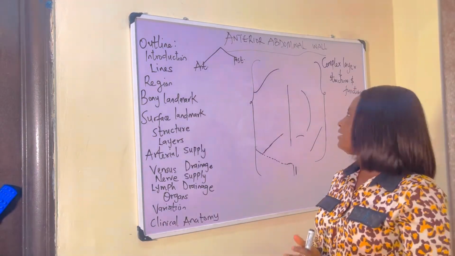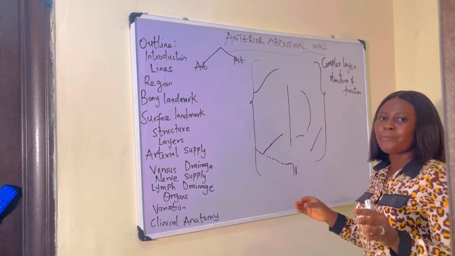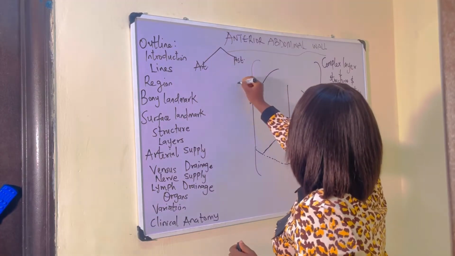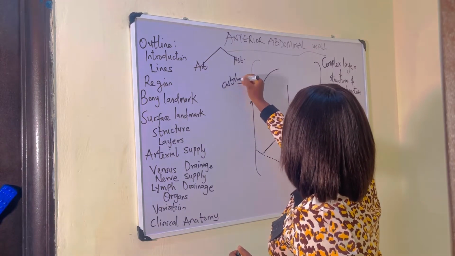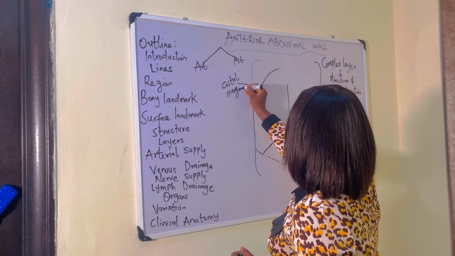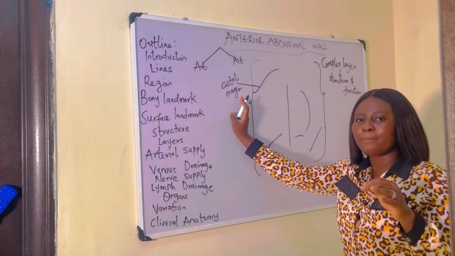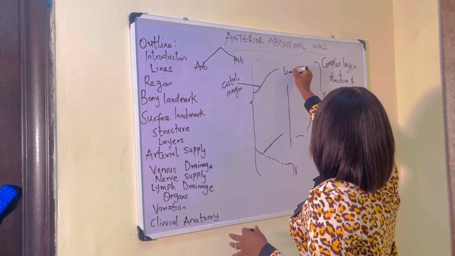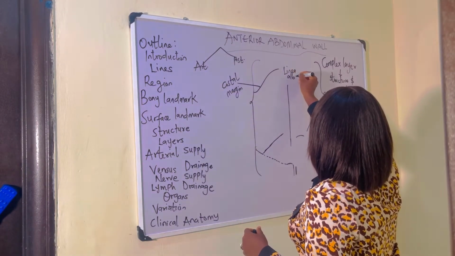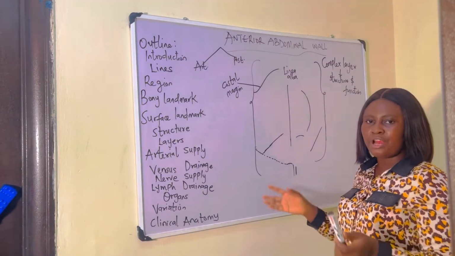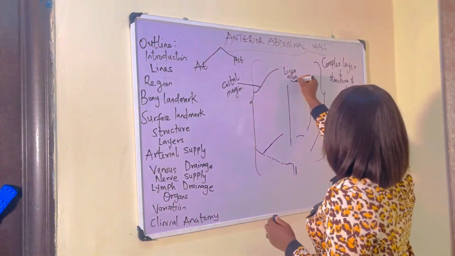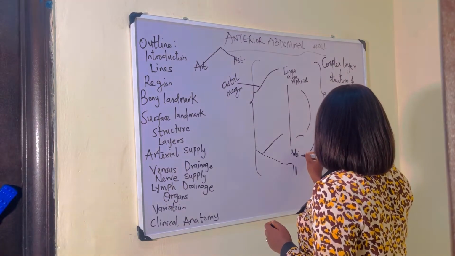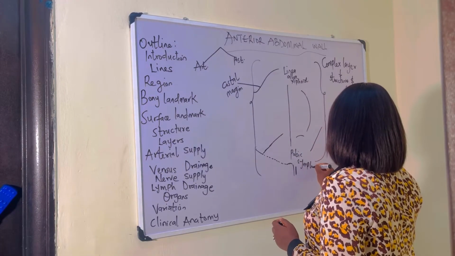So let's talk about the lines of the anterior abdominal wall. There are various lines that we can find in the anterior abdominal wall. The first includes the costal margin. So this is the costal margin, and this line is formed by the costal cartilage of numbers 7, 8, 9, and 10. The second line we can see is the linea alba. This line is seen in the midline of the anterior abdominal wall, and it extends from the xiphoid process down to the pubic symphysis, okay? Down to the pubic symphysis.